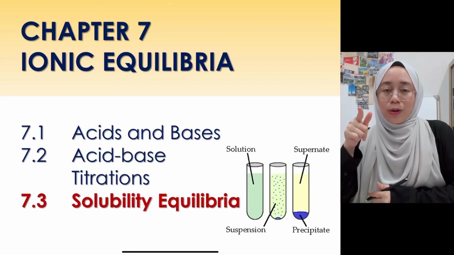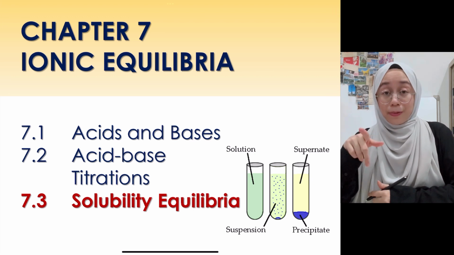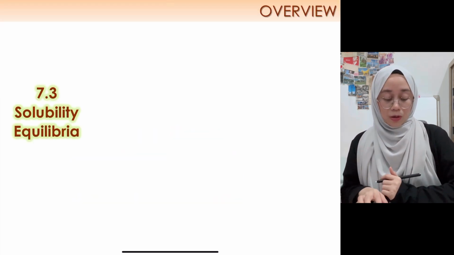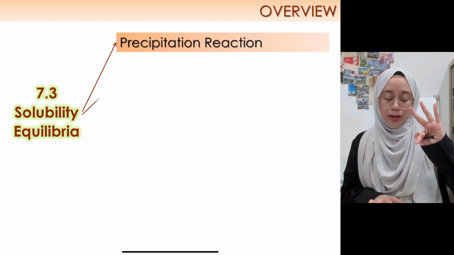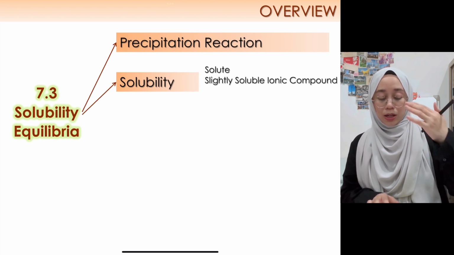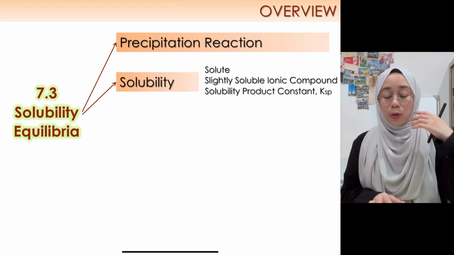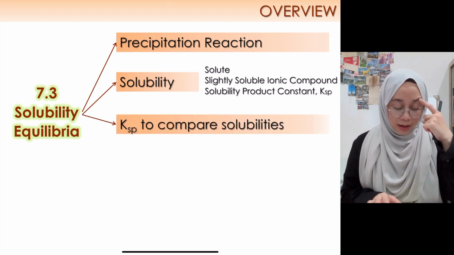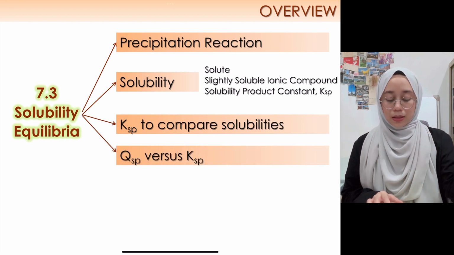So in this video we are going to cover the first part of 7.3 Solubility Equilibria. Okay, so let's have a look first at the overview for this subtopic. Solubility Equilibria, Miss bahagikan sebenarnya lebih kepada 3 bahagian lah. Okay, pasal precipitation reaction, solubility yang tu Miss akan together kan. So kat solubility nanti kita akan tengok what is solute ataupun slightly soluble ionic compound, and what is solubility product constant, KSP. Okay, and then kita akan compare KSP dengan solubility, lepas tu QSP versus KSP.